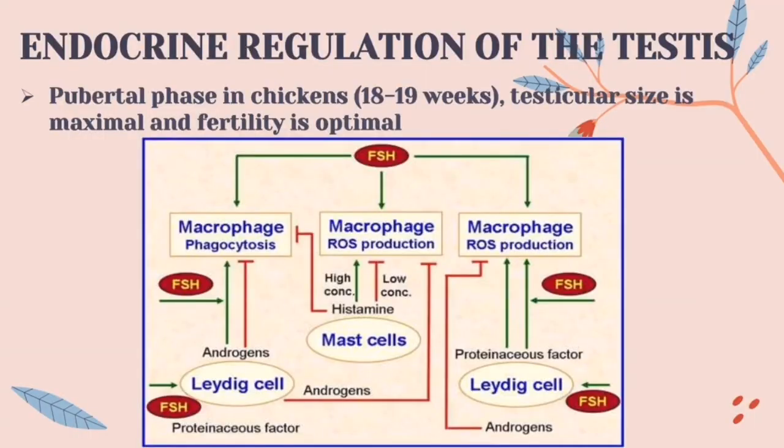This figure is a representation of the endocrine regulation of the testes. The Leydig cells produce androgens, principally testosterone and androstenedione.